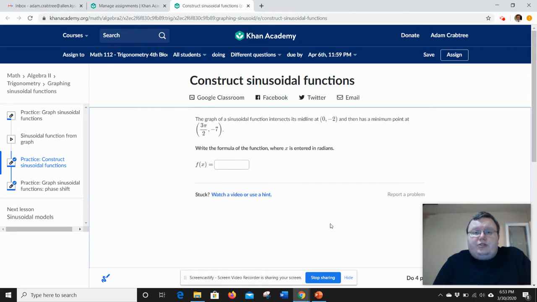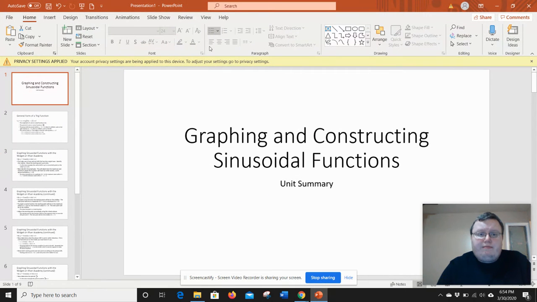Basically, I'm going to look at two different things with you. I'm going to look at graphing trig functions using the widget on Khan Academy and discuss that in detail. And then I'm also going to look at constructing sinusoidal functions on Khan Academy and how to do that also in detail. To do this, I'm also going to be using a PowerPoint.